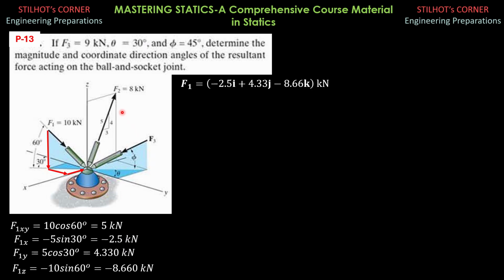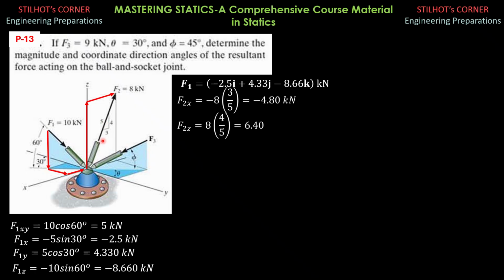Then F2. For F2, let's have these components. There is no y component. F2x is definitely negative. It is in that direction, and it is opposite of this, and the slope is of course 3 over 5. So F2x is negative 8 times 3 over 5, and that is negative 4.8 kilonewtons. F2z is positive, and that is 8 times 4 over 5.